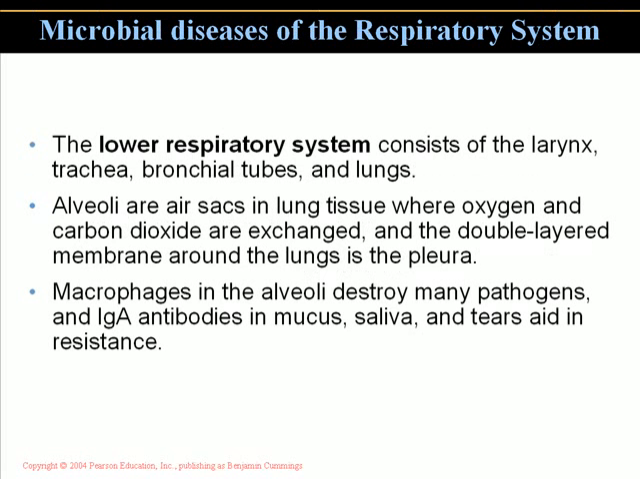Lower respiratory infections involve the area below the level of the larynx. Tracheal, bronchial tubes, lungs, alveoli, where the air sacs lie in the lungs, which exchange oxygen for CO2, can be significantly infected or affected by microbial organisms. Macrophages are cells which will engulf these pathogens and destroy them, loaded with IgA antibodies in the mucus and salivary glands and in the tears, help form some levels of defense for us for the respiratory system.